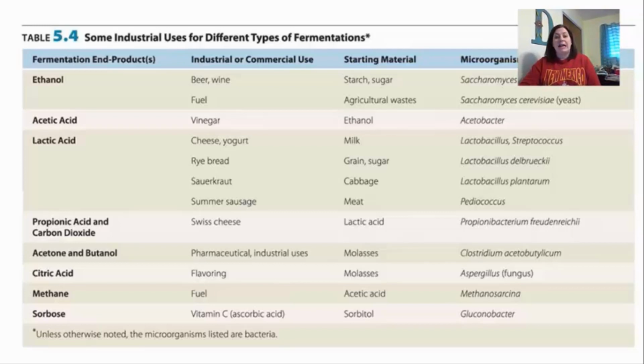We have lactic acid, which could be used to make cheese, yogurt, bread, certain kinds of bread like rye, sauerkraut, summer sausage, and it depends again on the microorganism and what the starting material is. There's lots of different industrial uses for the different types of fermentations.